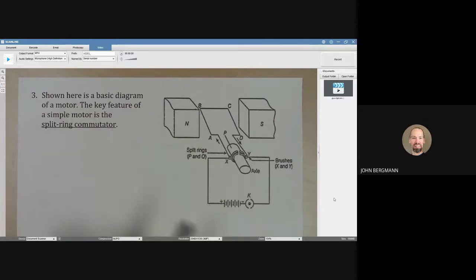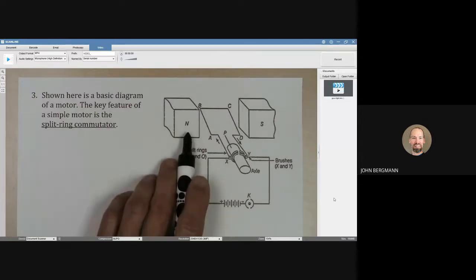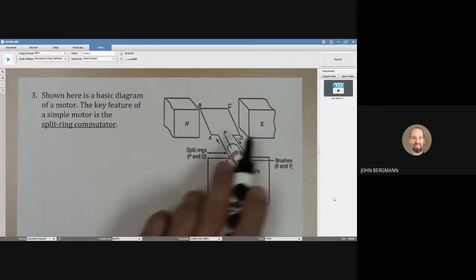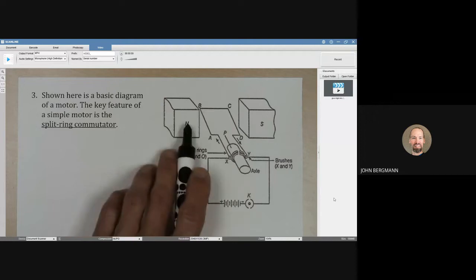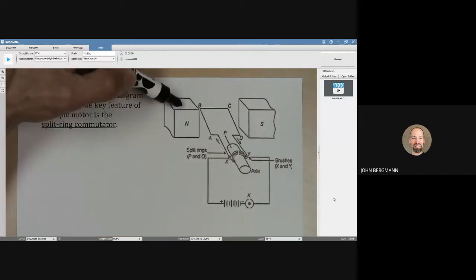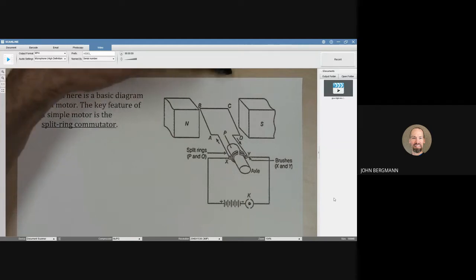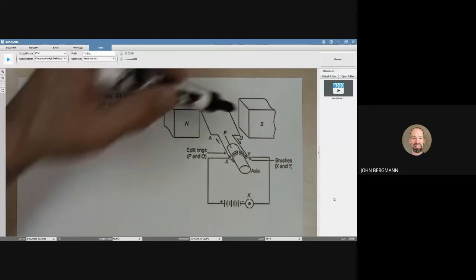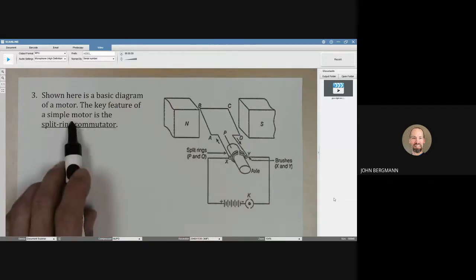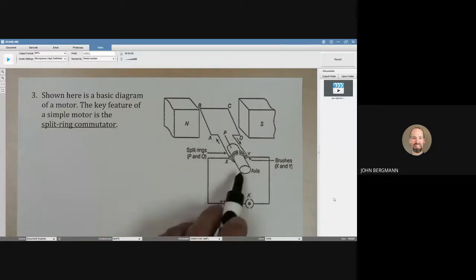Let's finish this video by talking about a simple motor here. Here's a basic diagram of a motor. We've got permanent magnets. That's the north pole of it. That's the south pole of it. We could have two separate magnets, with that being the north pole, that being the south pole. Maybe we have a horseshoe magnet where it goes up here to the top of the screen and comes back down. In any case, you have a permanent north and south pole there. The key feature of a simple motor is the split ring commutator, which is this device right here. And you can see there's a little split right there.